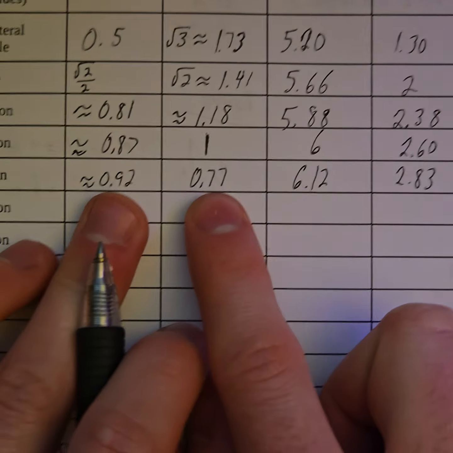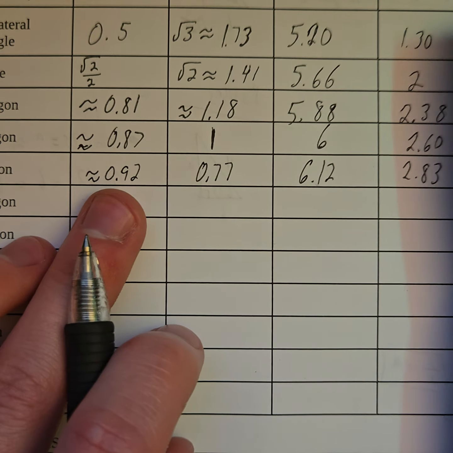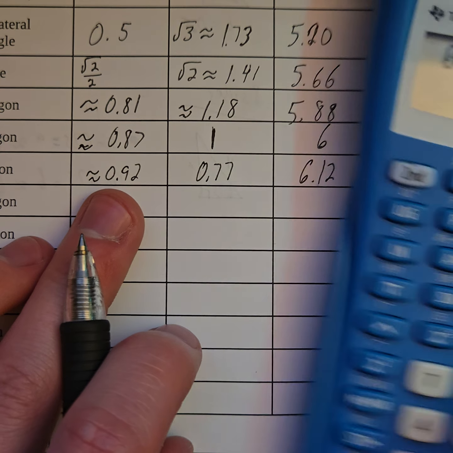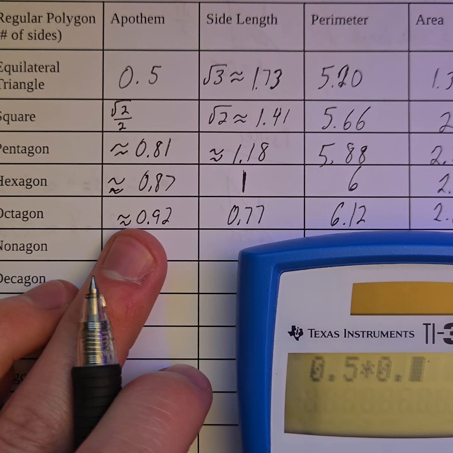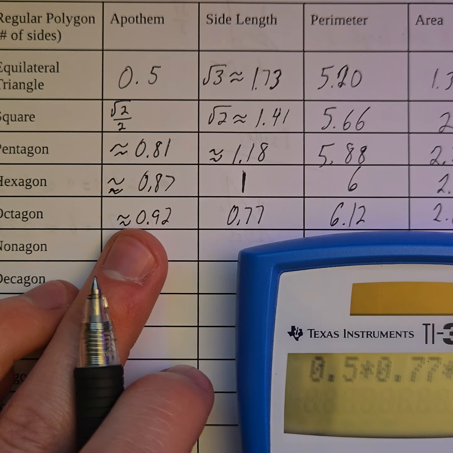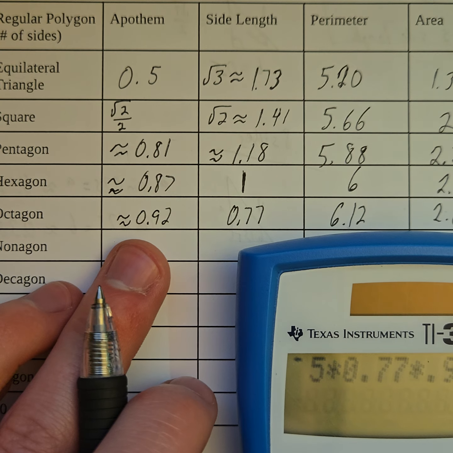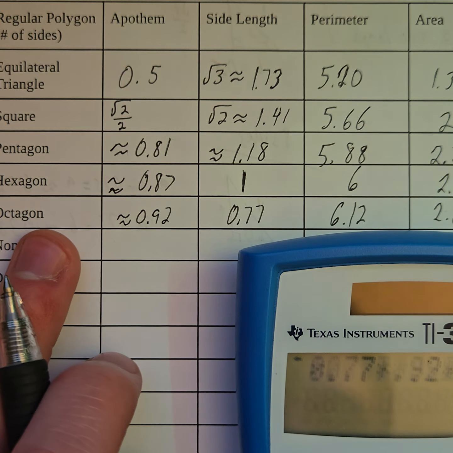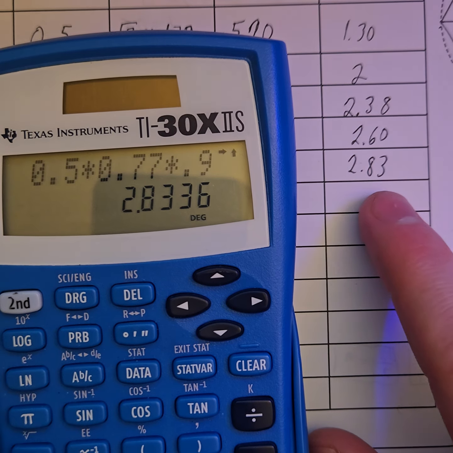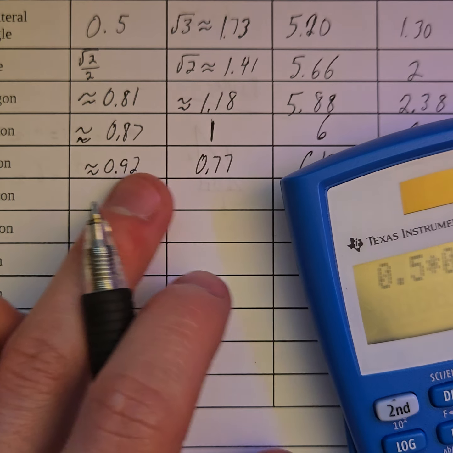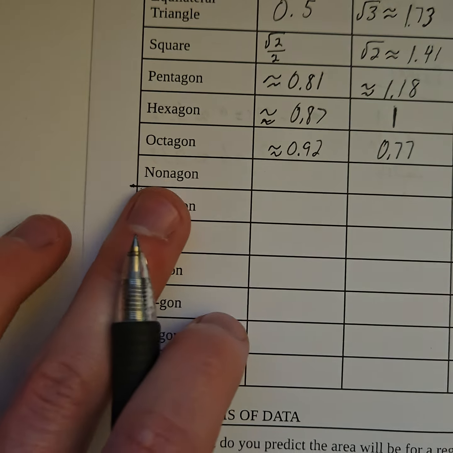Okay, so again, you do 1/2 of your side length times your apothem times your number of sides. And if you want, you can use the rounded numbers, and you can see how close we'll get here. If we do 1/2, so I'm just going to type in 0.5 times our side length, times our apothem, times our number of sides, which in this case is an octagon, so 8. You can see we get pretty close. Okay, we get around 2.83. So you can use the rounded numbers. That's fine. Okay, you don't have to do all the storing stuff. Okay. All right, go ahead and try a nonagon.